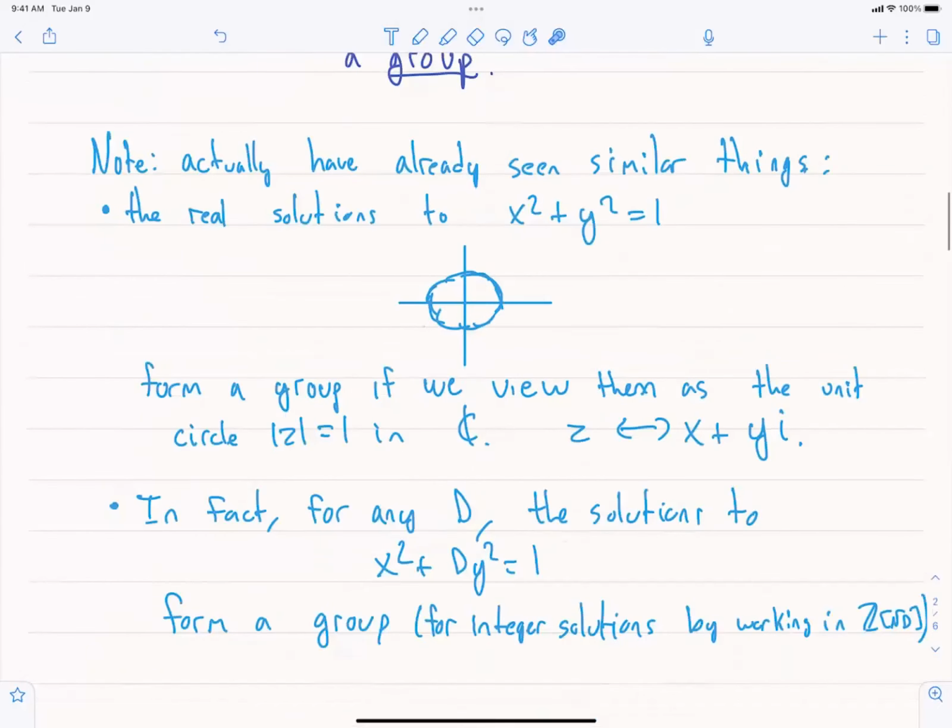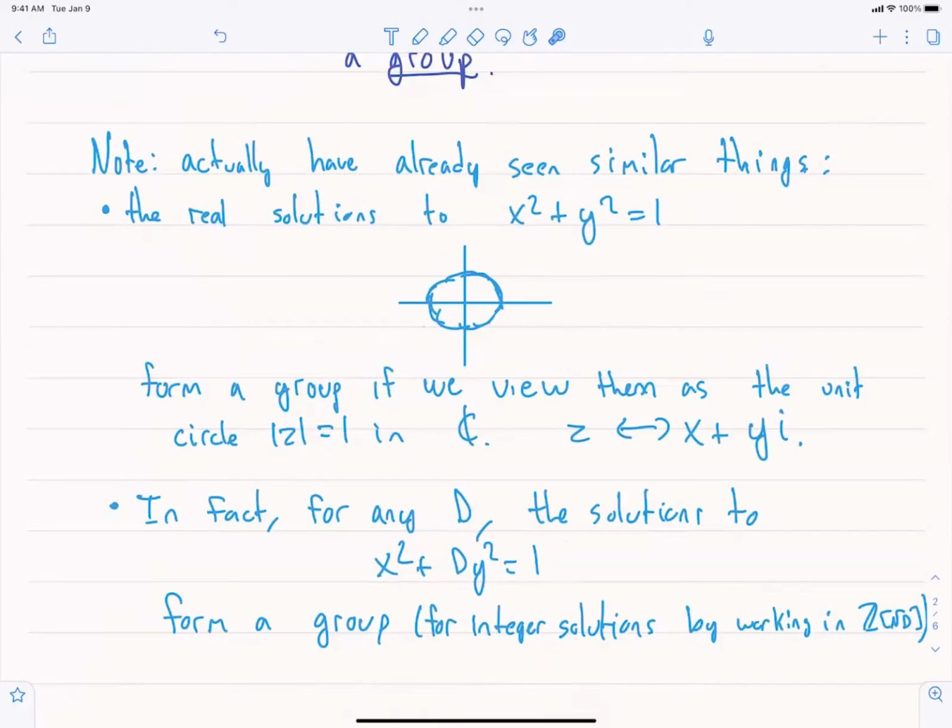More generally, if you fix any integer or any real number d, positive or negative, then the solutions to x squared plus dy squared equals 1 will also form a group. This is something we looked at just for the integer solutions, but it turns out the same argument works for the real number solutions, x and y.